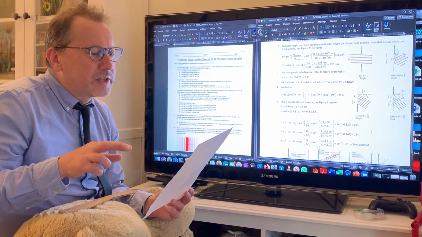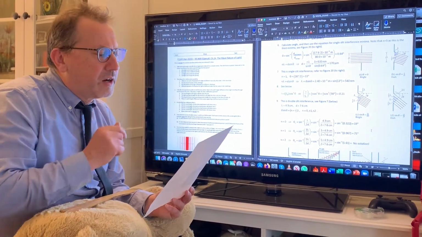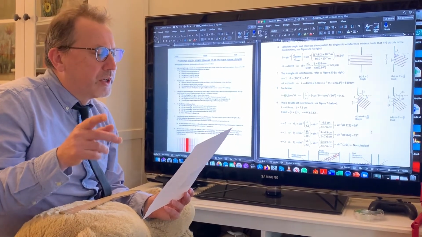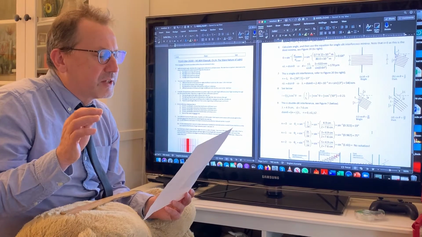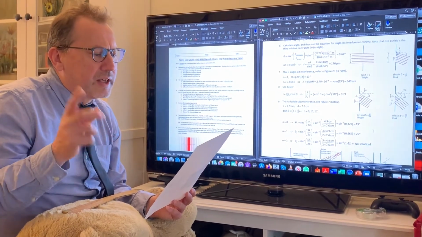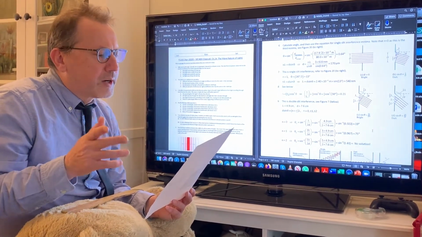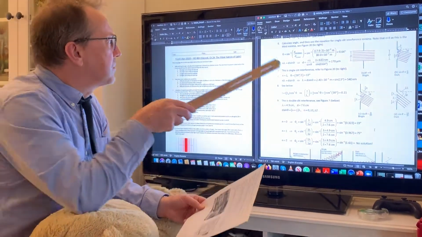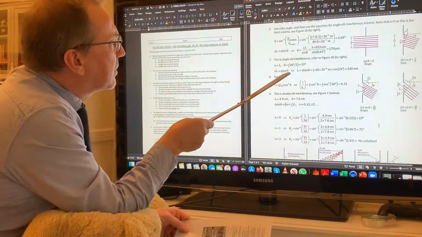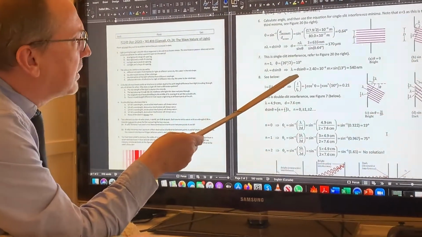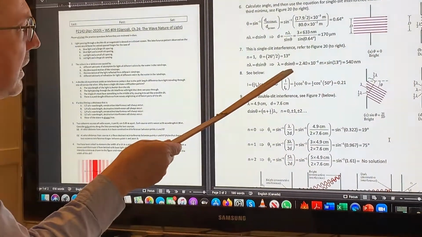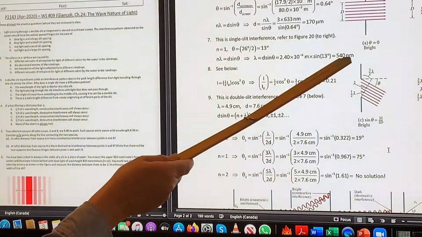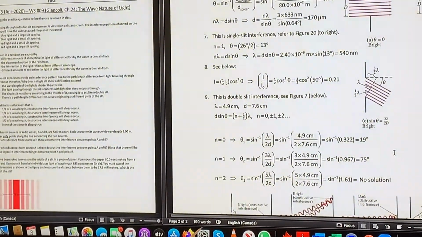First dark fringes either side, so I need to take half of 26, and it's the first dark fringes, so n equals 1. So I've got theta equals 13 degrees, n equals 1, and I want lambda. Okay, so let's write down the equation for single slit interference. n lambda equals d sine theta, so I've got my d, the slit width, I've got my angle. It must be 540 nanometers, right?